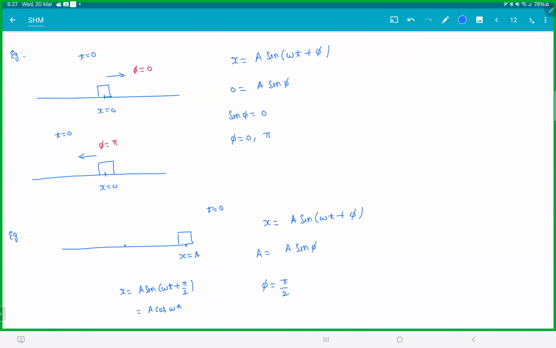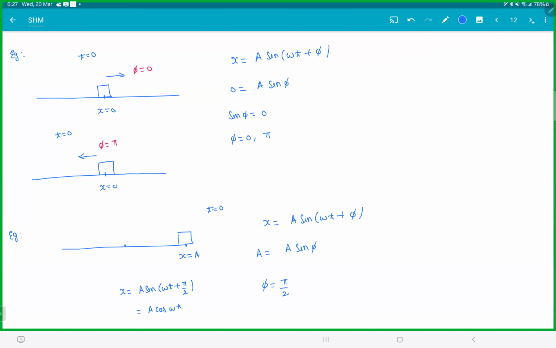X is equal to 0, and let's say at x is equal to a by 2. At t0, you are here. Now what is the function? X is equal to a sine omega t plus phi. So we can put a by 2 is equal to a sine phi. So we get sine phi is equal to half. That means phi can be pi by 6 or 5 pi by 6. There are two possibilities.